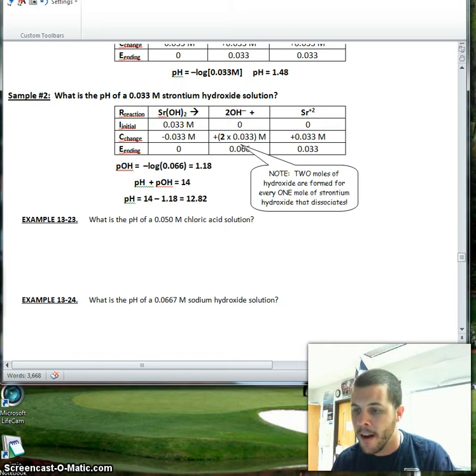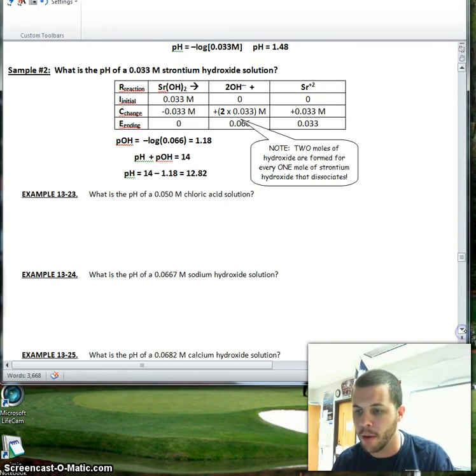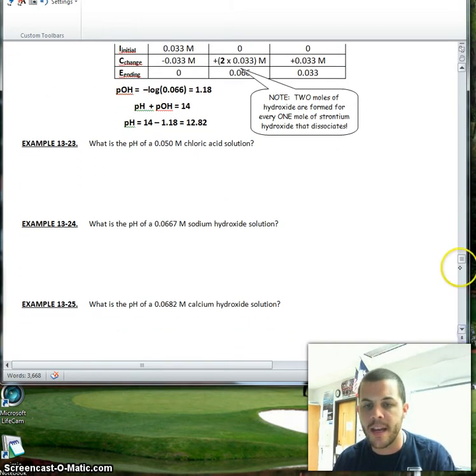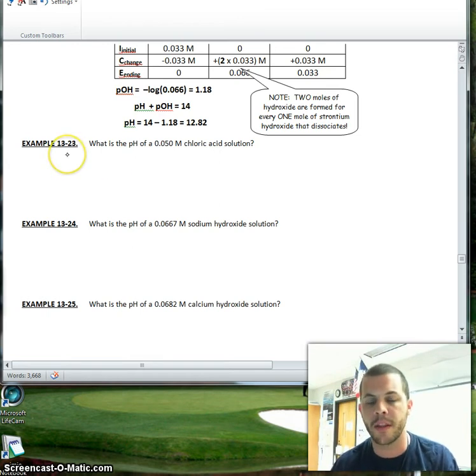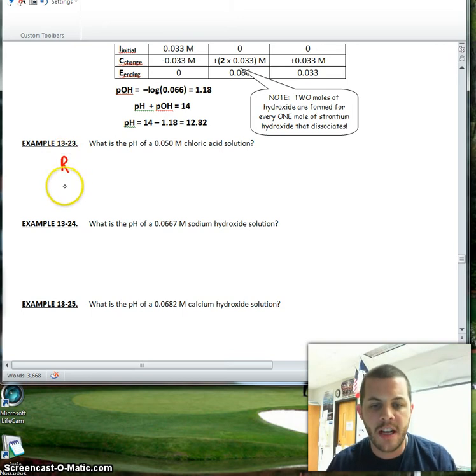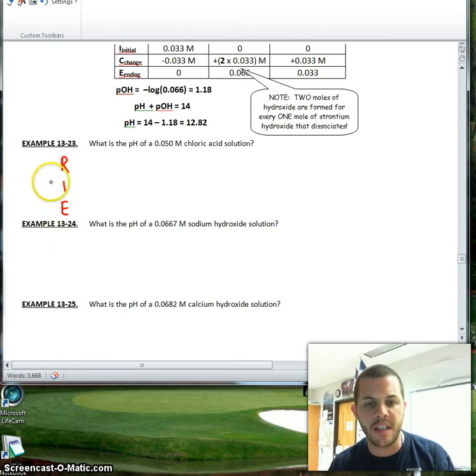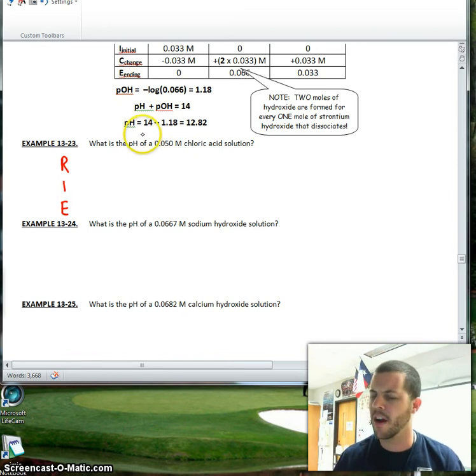So let's take a look at this first problem. It wants to know what is the pH of a 0.050 molar chloric acid solution. I like to use something we call the RIE method to solve these problems. The RIE method is where you have the reaction, the initial concentration, and the ending concentration. We can use all of these to find the pH. You may be asking yourself, how am I going to find the pH of that? I'm going to show you right here.